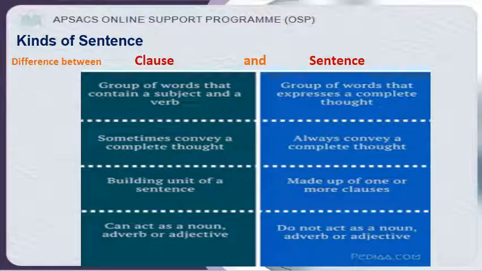So, what is the difference between clause and sentence? Clause is a group of words that contains a subject and a verb, while a group of words that expresses a complete thought is called a sentence. Sometimes clauses convey a complete thought, but sentences always convey a complete thought. Clauses are the building units of a sentence, while a sentence is made up of one or more clauses. Clauses can act as a noun, adverb or adjective, while sentences do not act as a noun, adverb or adjective.